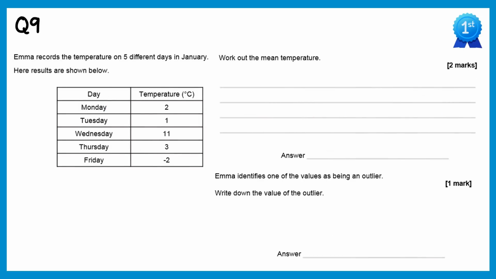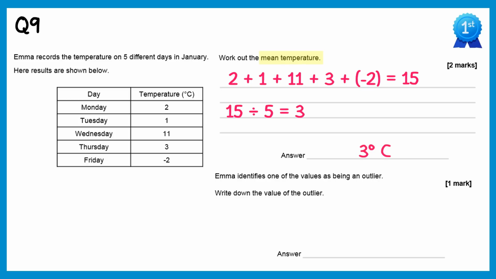For this question, we're trying to work out the mean temperature. The mean of a list of numbers is add up all of the numbers in the list and divide by how many numbers there were. So 2 add 1 add 11 add 3 add negative 2 gives you 15, and then divide by 5 since there were 5 numbers, which gives you 3. So the answer is 3 degrees C.